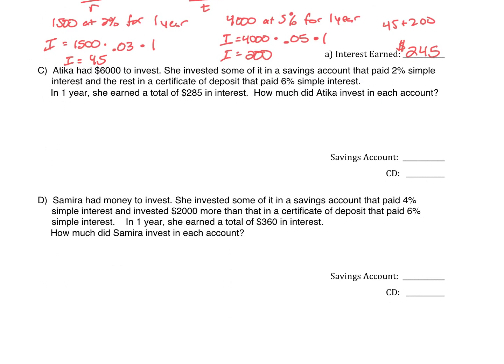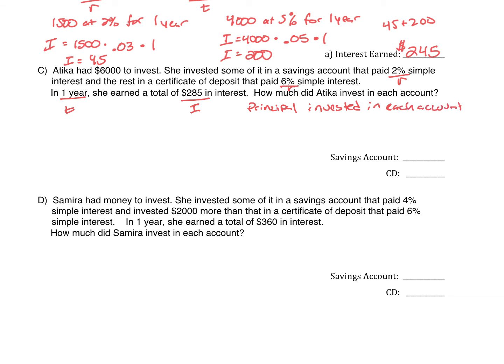Let's take a look at part C here. Okay. It says Akita had $6,000 to invest. She invested some of it into a savings account that paid 2% simple interest, and the rest in a certificate of deposit that paid 6% simple interest. In 1 year, she earned a total of $285 in interest. How much did Akita invest in each account? Okay, so this one, we have a little bit of a different scenario here because we don't know the principal for each account. We know that 2% is a rate, 6% is a rate, the $285 is the interest, and 1 year, that's our time. So what we're missing here is the principal invested in each account.